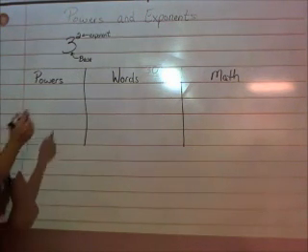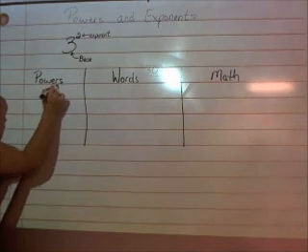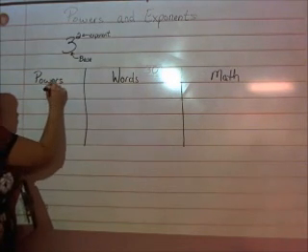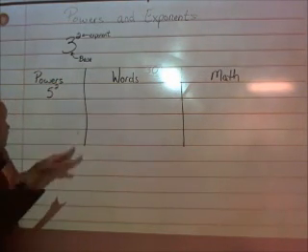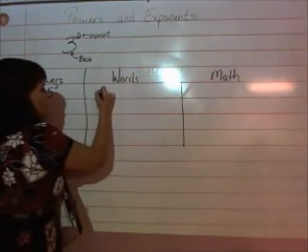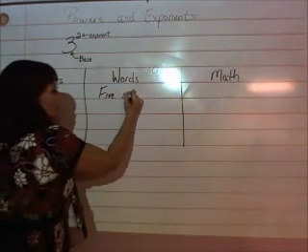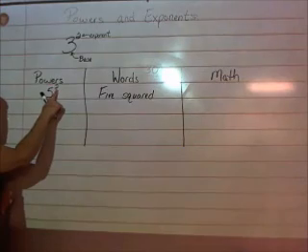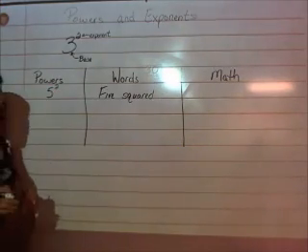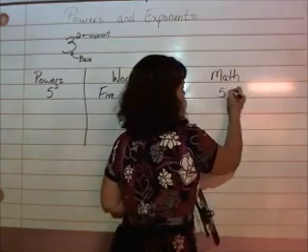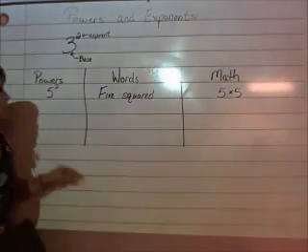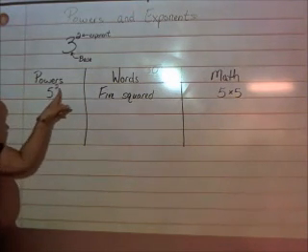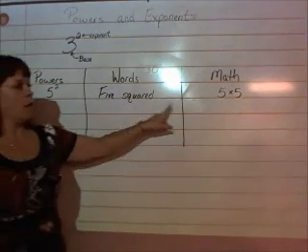Now, a power would be an example of 5 with a 3. Actually, let's change that to a 2. 5 with a little 2. Now, in words, you would write 5 squared. The little 2 means squared. For the math part of that, you would, of course, have 5 times 5, because the little number, your exponent, tells you how many times to write your base. So we have 5 to the second power, or 5 squared, and that means 5 times 5.